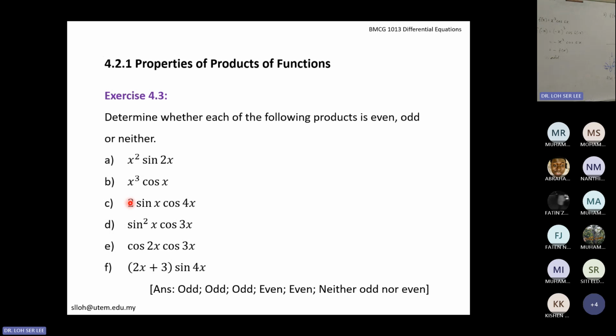This is it, because a constant we can ignore. Sine is odd. Cos is even. So you get odd. Sine is odd, but with the square of this, it will be even because of the square here. This one I show you later. We go to this one first. Cos is even. Cos even, so even, we get even. And this one I also show on board.